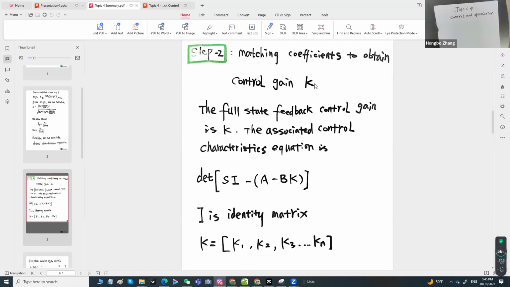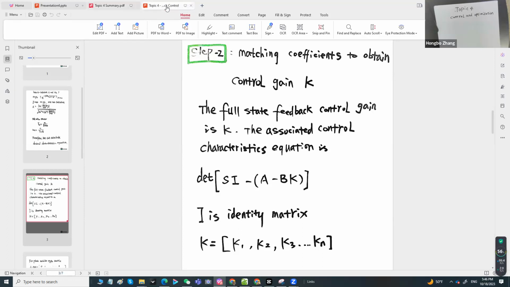Five Ks, K1 to K5. I'll ask you, how many order system? 6 order system. Oh, 6 order, really? Why 6 order? Because it's one more than the gain. Oh, one more than the gain, right?